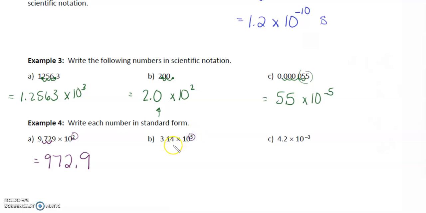This 5 is telling me that we move to the right 5 units. So 1, 2, 3, 4, 5. So I'm going to write this out so we can see. 1, 2, 3, fill it in with a 0. 4, fill it in with a 0. 5, fill it in with a 0. And we get 314,000.